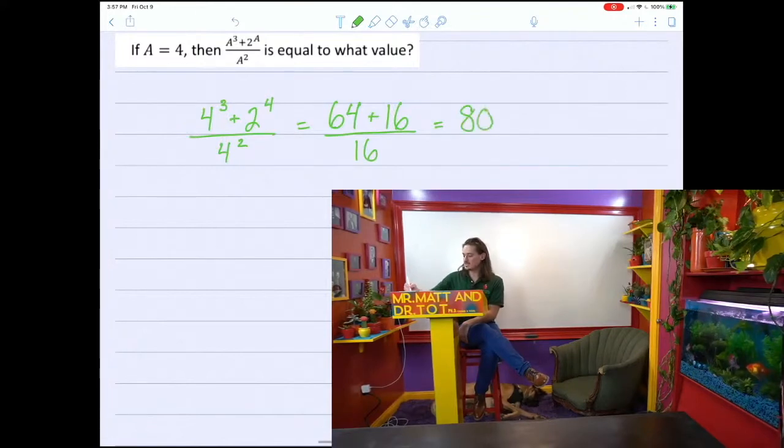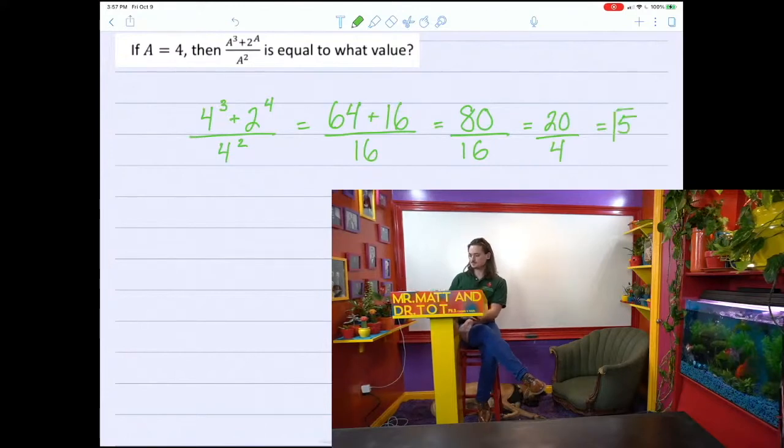80 over 16, they're both divisible by 4. So 80 divided by 4 is going to be 20. 16 divided by 4 is going to be 4. Now they're still divisible by 4. This simplifies to 5. If you have any questions, then please let me know. Otherwise, let's continue.